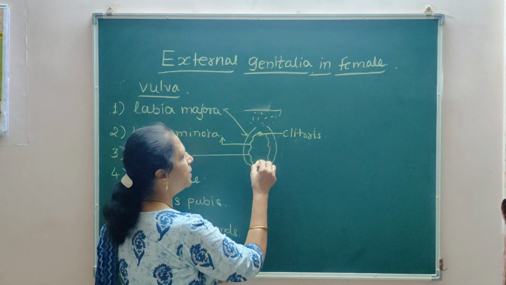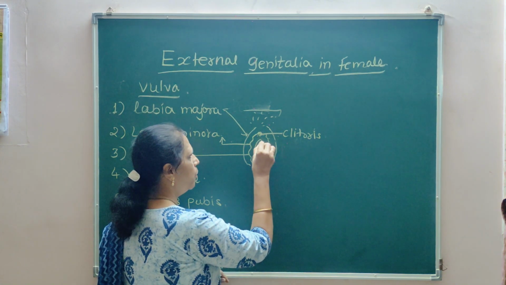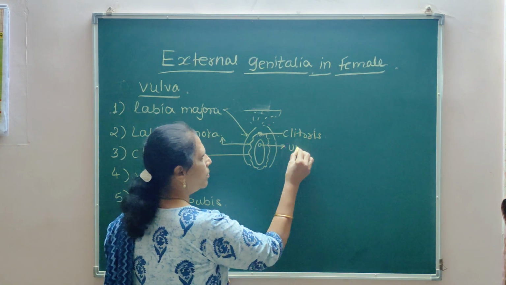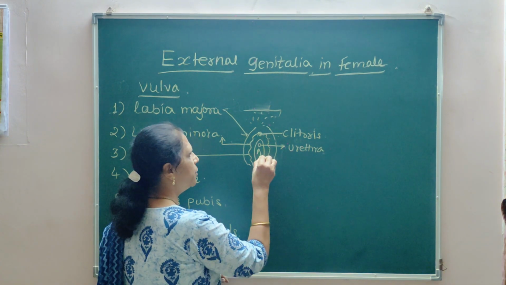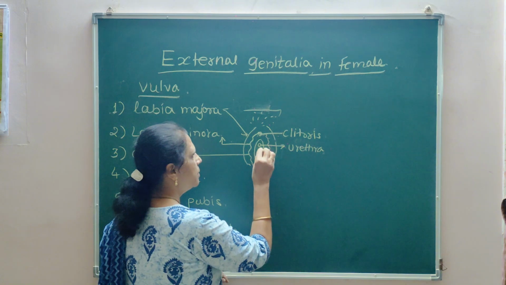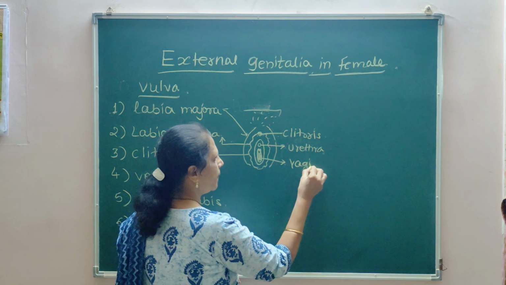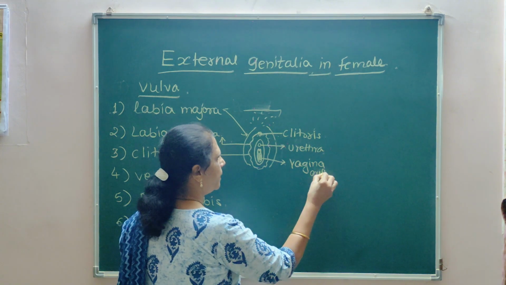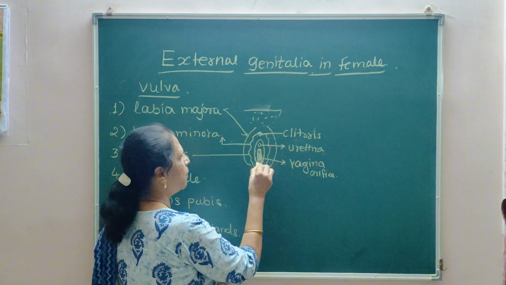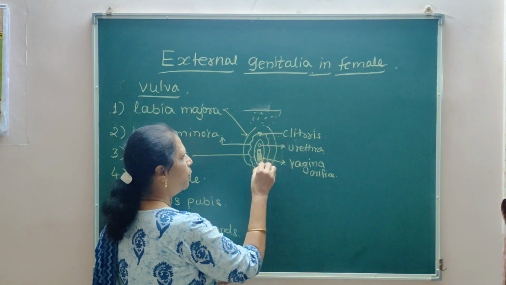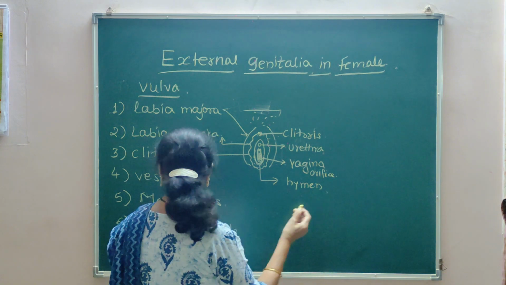Then this part is called the vestibule. The vestibule contains openings, that is, the urethra. Below this there is a vaginal orifice. This depression is called the vaginal orifice. And the labia minora forms a mucous membrane or fold-like structure which is called the hymen.